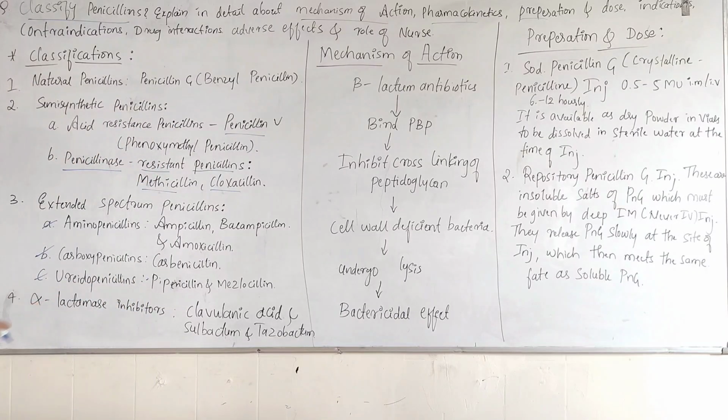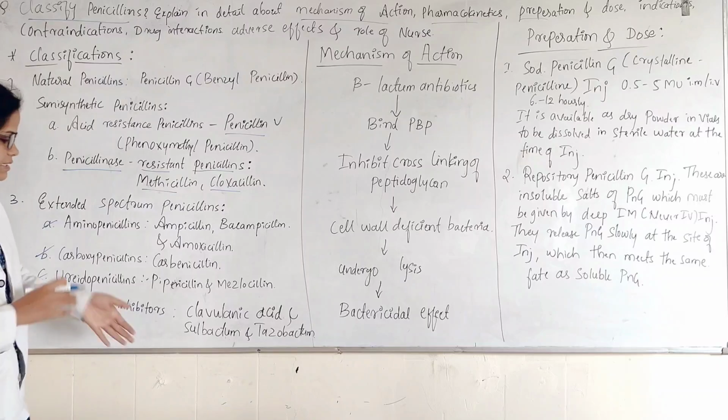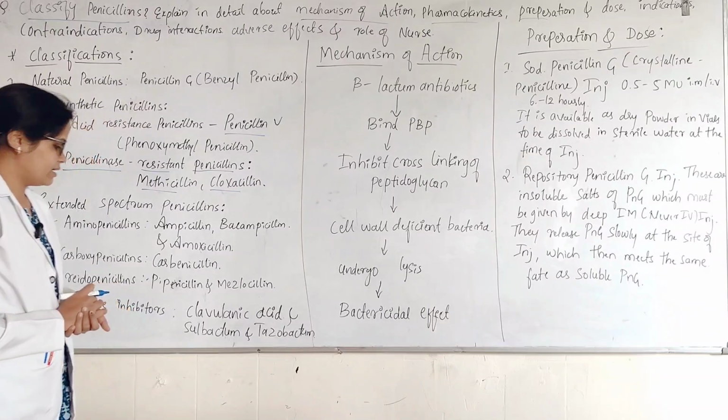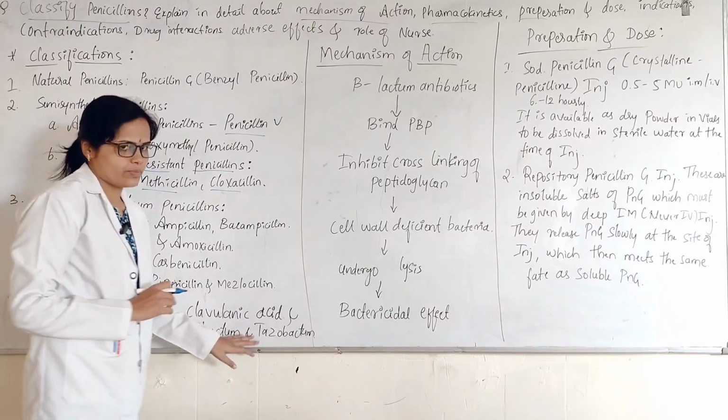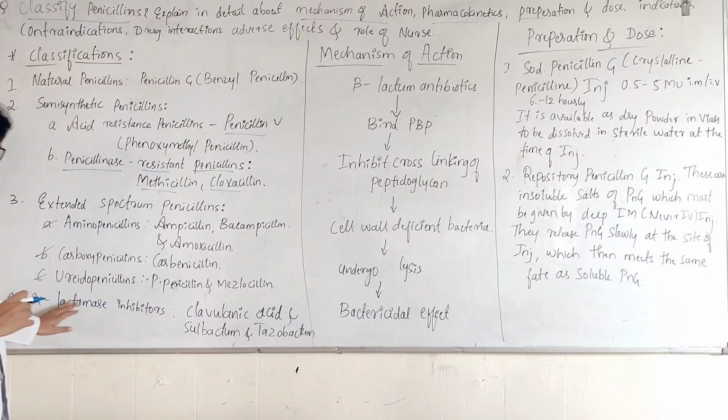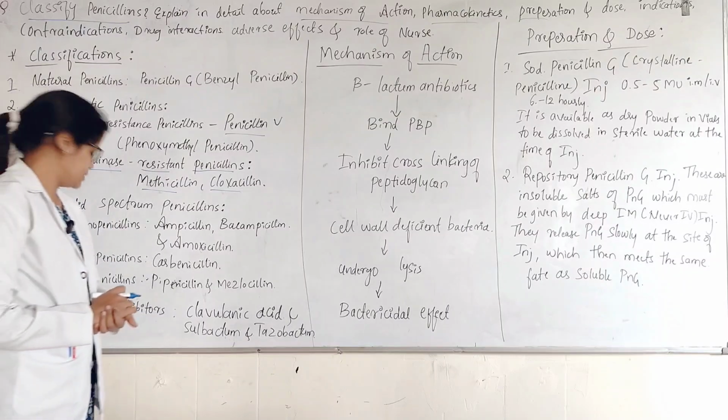And next the beta-lactamase inhibitors. Beta-lactamase inhibitors are clavulanic acid, sulbactam and tazobactam. These come under the beta-lactamase inhibitors.